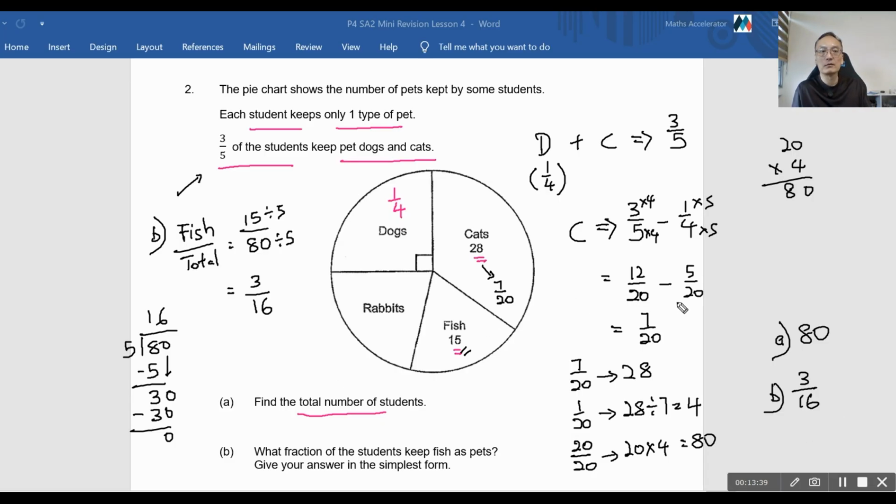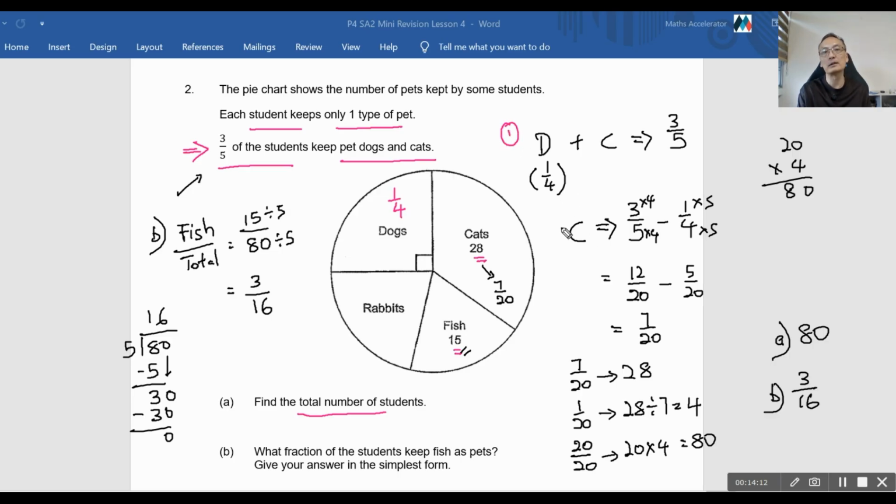Alright, let's recap what we have completed. So part A is to find the total number of students, which personally I find is the part that's more challenging as compared to part B. Because in part A, you have to carry out a few steps before you reach the answer. Number one, you have to establish the relationship between the students who kept pet dogs and pet cats. And this will give us 3/5 based on this set of information on this line, right? So that is step 1.